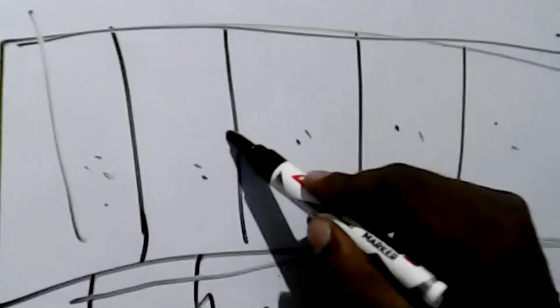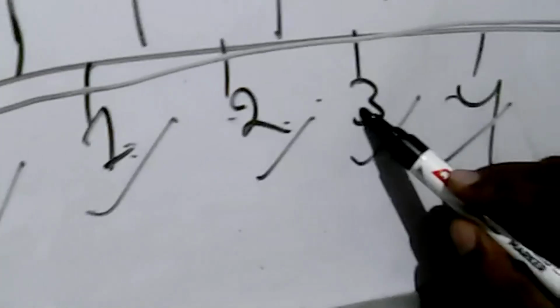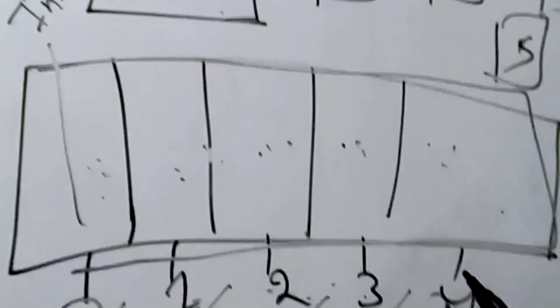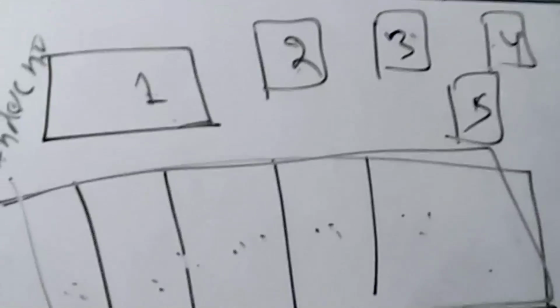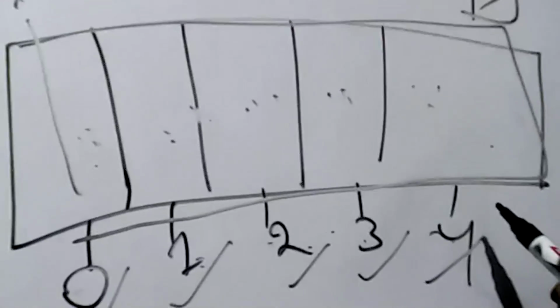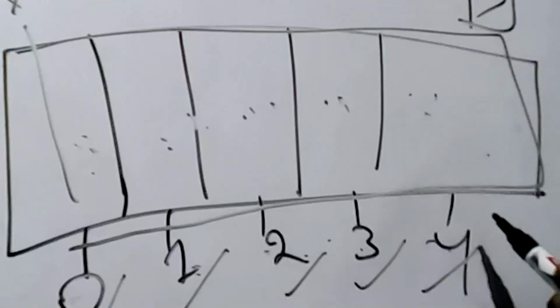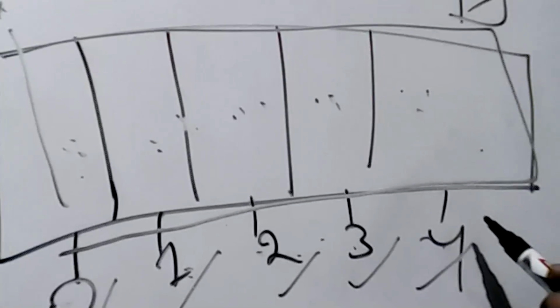And what is the array length? Length is 1, 2, 3, 4, 5. But the array index number starts from 0, 1, 2, 3, then 4. Clear? Yes, sir. So it is called an array. Without defining these 5 memory allocations, here I have defined a single memory allocation where I have stored all the values. Got it? Yes. So it is called an array.